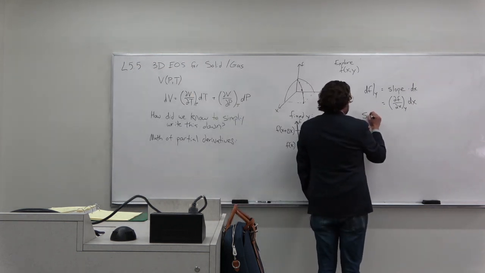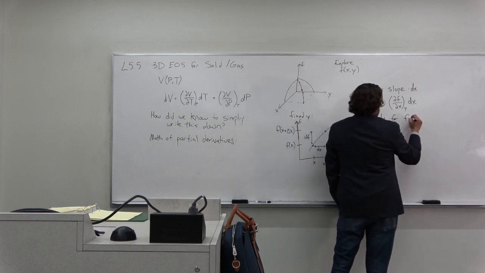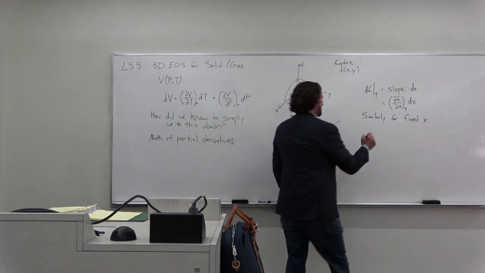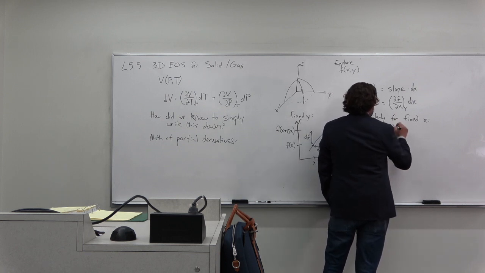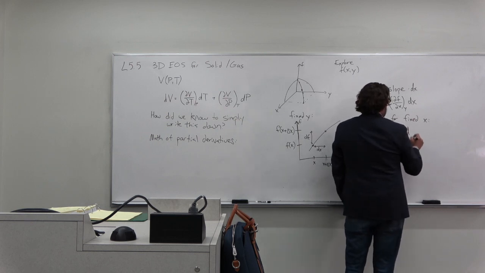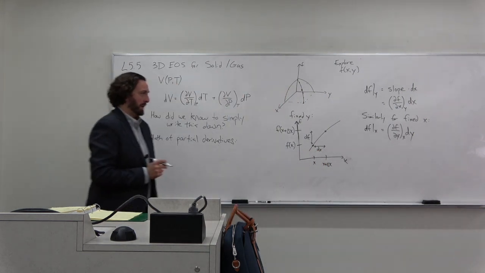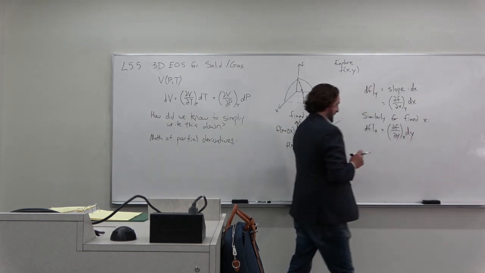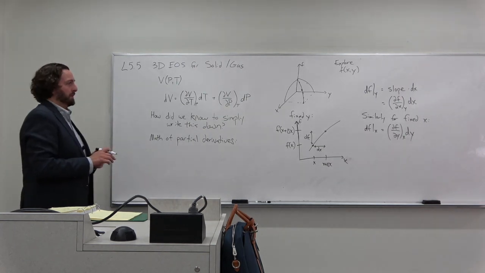Similarly, for fixed x, df evaluated at x would simply be partial f, partial y, evaluated at x, dy. Sorry, partial f, partial y at constant x, dy. But again, those are both only independent changes, those are both chunks.